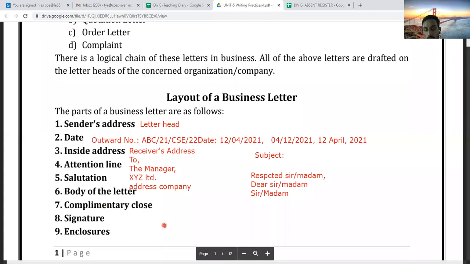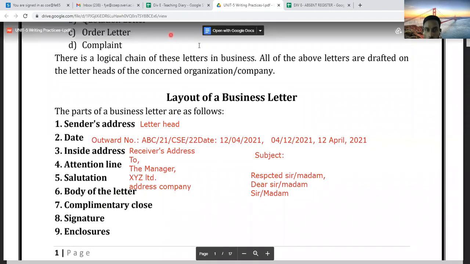And then next point number 7, this is complementary clause. So when we are going to talk about complementary clause, what is this complementary clause? Where we end our letter by saying yours faithfully, okay, and then you mention your name, something like this. This is called complementary clause.